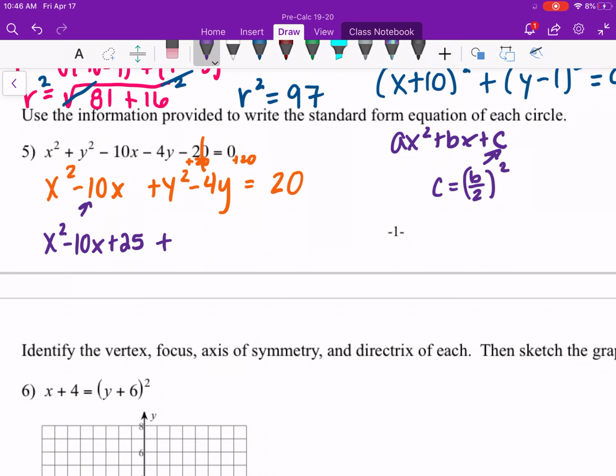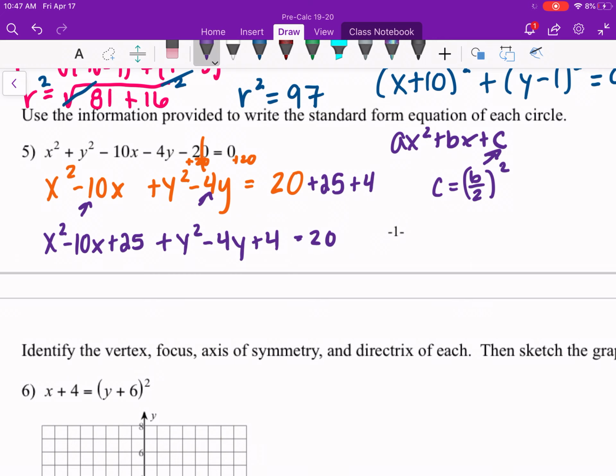So then we're going to run into that same thing for the y. My b term is negative 4. Half of negative 4 is negative 2. But negative 2 squared is positive 4. The reason that it's so important that you get those numbers right is because you need to add 25 to this side and you need to add 4 to this side. If you got a negative 25, that means you put a negative 25 on the right side and you're going to mess up that right side of your equation.